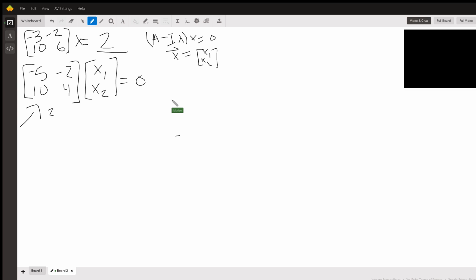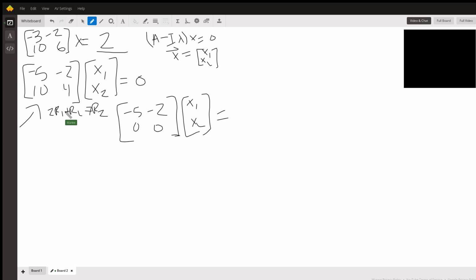What I'm going to do is 2 row 1 plus row 2, and I'm going to put that back into row 2. What I'll have left is -5, -2. Well, row 1 times 2 is -10, -4. When I add that to 10, 4, I get 0, 0. And again, we're setting this equal to 0. We have a free variable. In my second column, I do not have a pivot position, which means x2 is my free variable. So we can say let x2 equal a. We want to make sure we know what a is. A is just some real number.